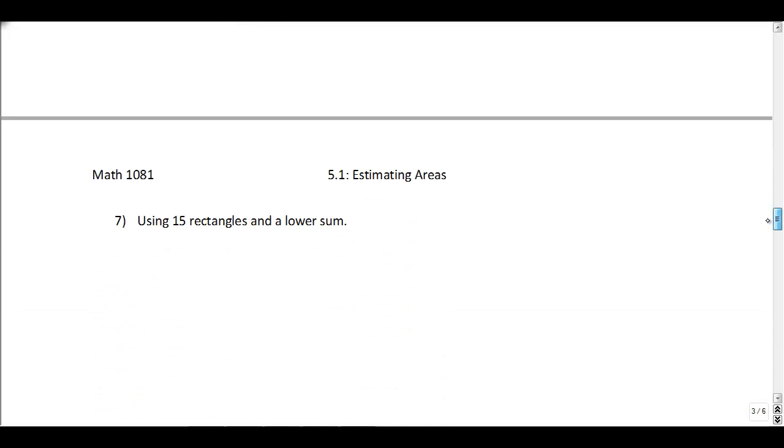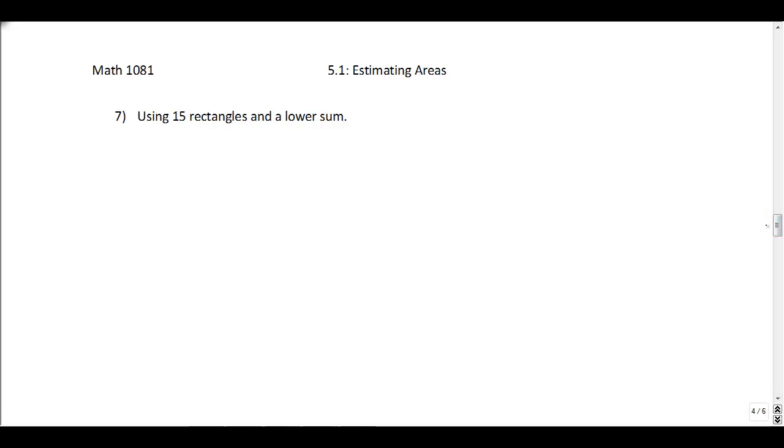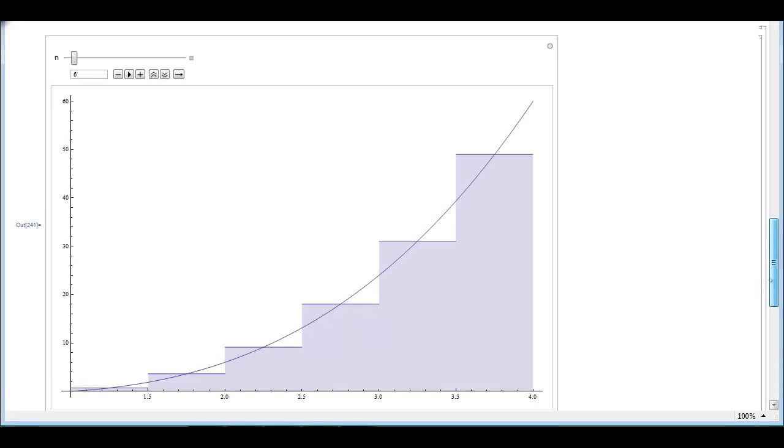3 more. Same setup. We're going to do a lower sum, upper sum, and midpoint. But now we're going to use 15 rectangles. Okay, so this is starting to get a little bit annoying here. This is a little bit tedious. So we're going to use a lower sum. Now, when I do that, let's just look at the picture again.